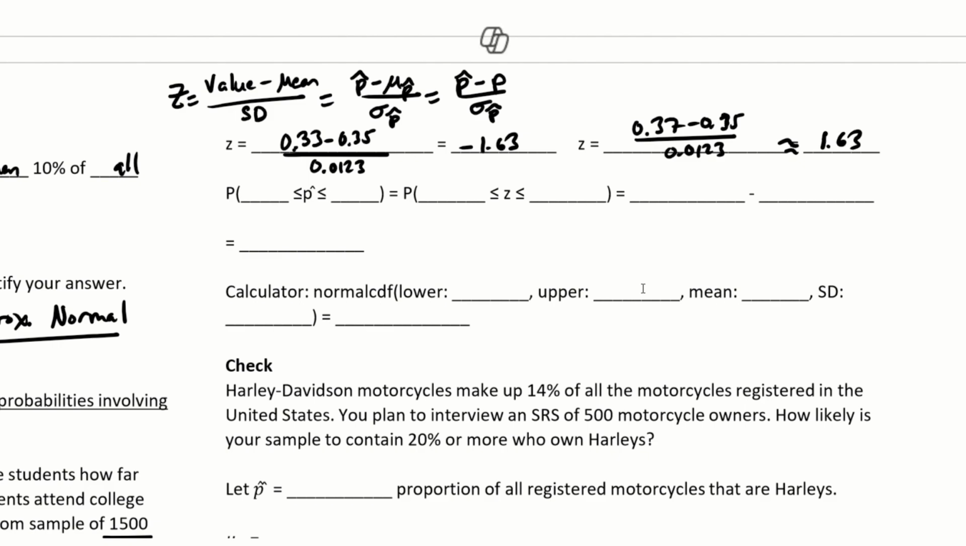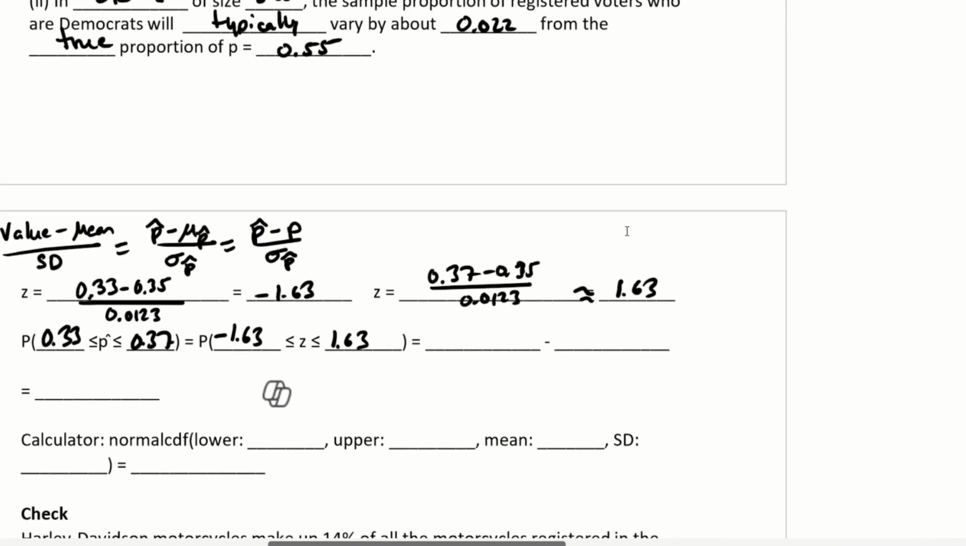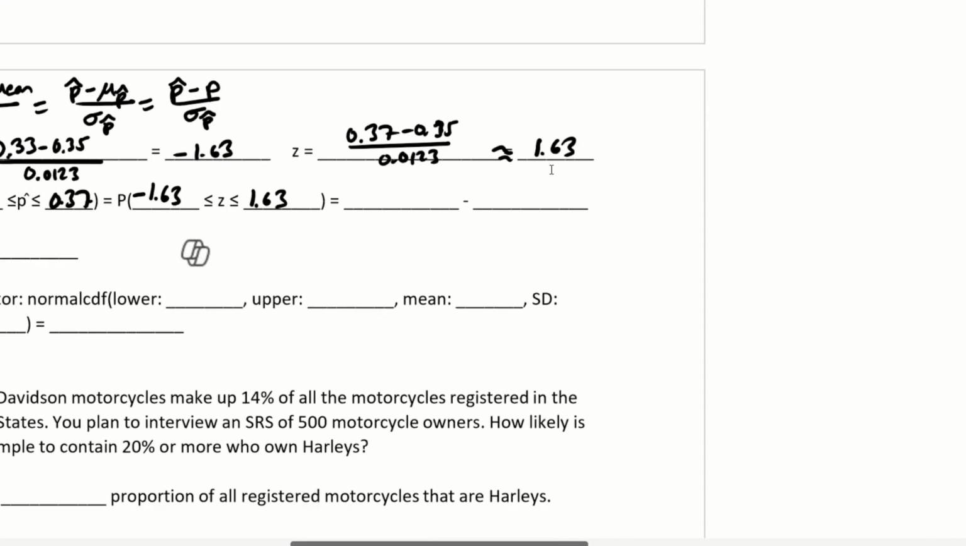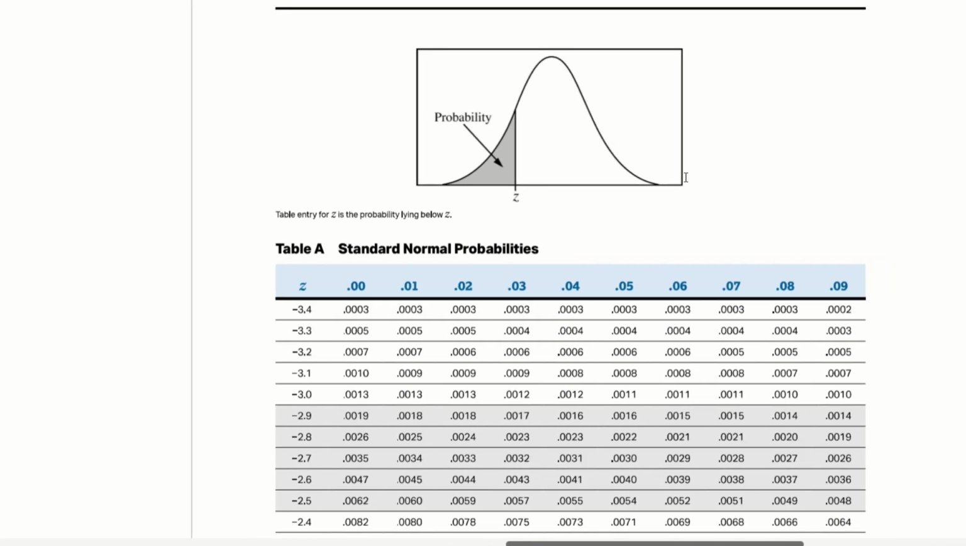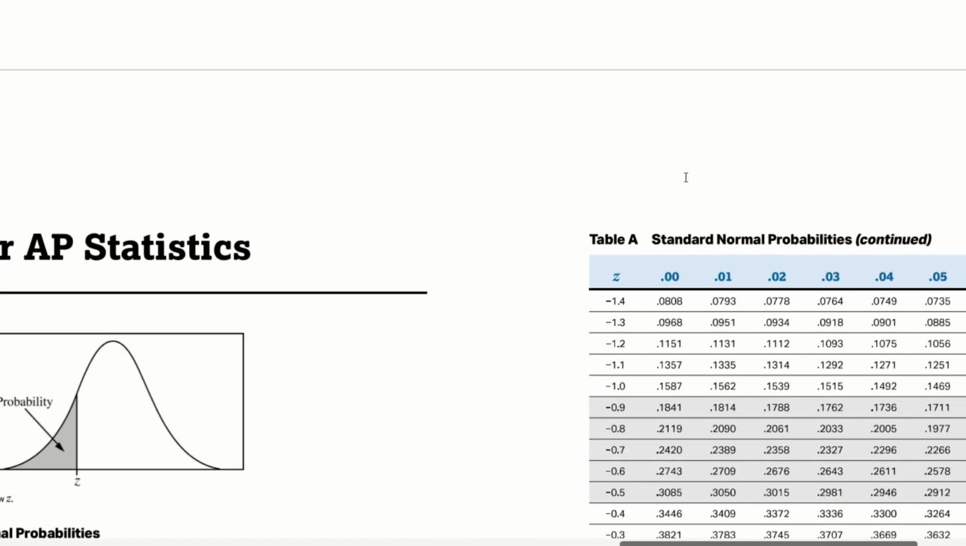So we want the p hat to be between 0.33 and 0.37, so the probability of that is the same thing as saying the probability that the z-score is between negative 1.63 and positive 1.63. Those are the two z-scores, so these are equivalent. Now, in order to find it using the table, we're going to look up 1.63 and negative 1.63, and subtract those two values. So let's do positive 1.63 first.